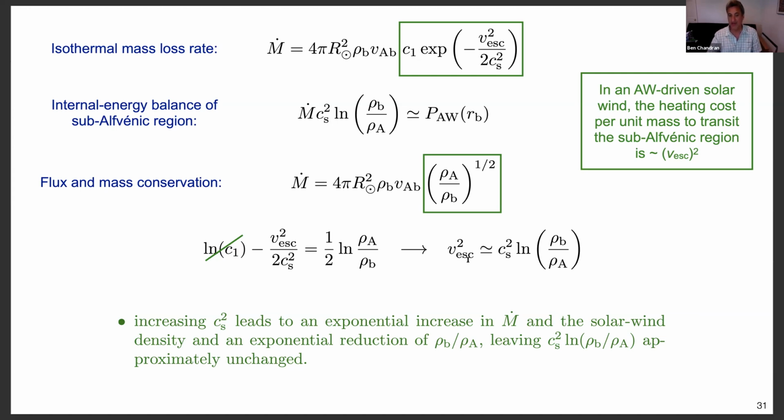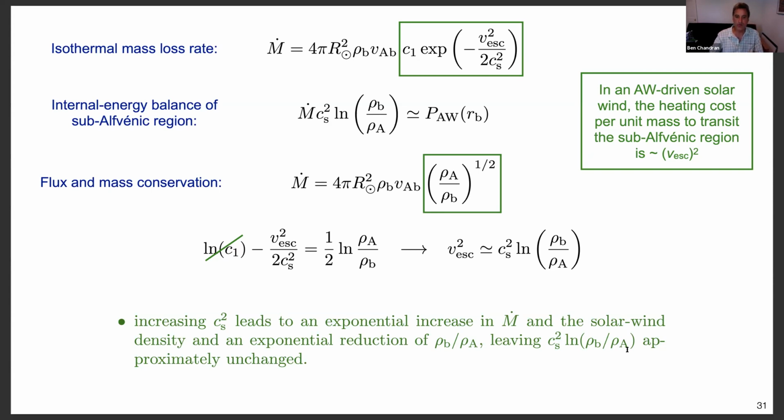Why is that? Well, one reason why this product here is constant is, this answer is really only explaining why this product here is basically constant, as a useful check. It's that increasing CS squared leads to an exponential increase in m dot, as I was discussing before, and therefore an exponential increase in the solar wind density out at the Alfvén critical point, and therefore an exponential reduction of rho B over rho A. And that leaves this product, CS squared times that natural log, approximately unchanged.